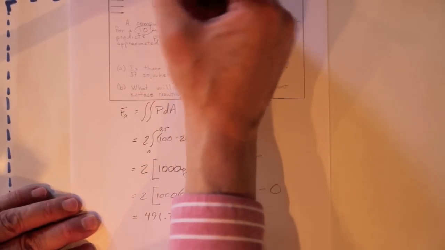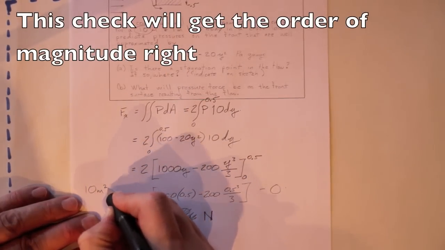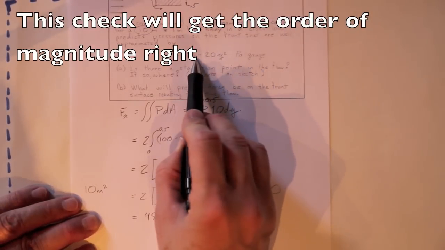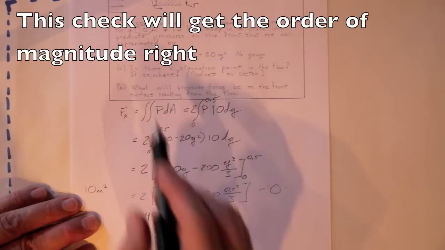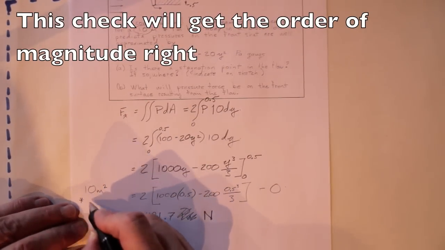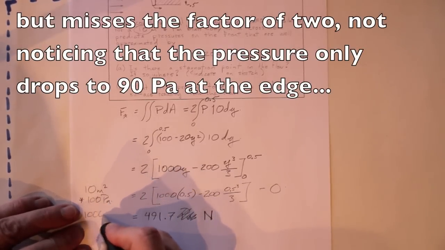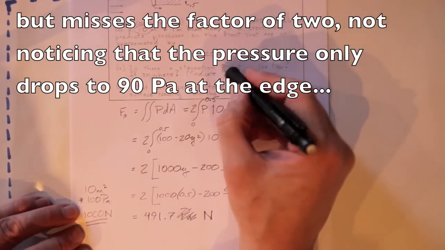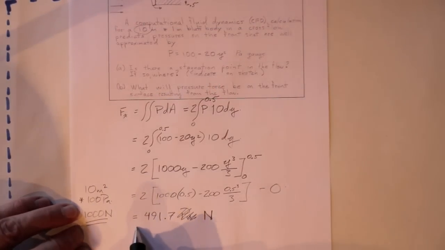The total area is 10 by 1 meter. So that would be a total of 10 square meters. The peak pressure in the middle is 100 newtons per square meter, 100 pascals, and it's lower off to the sides. If it was 100 all the way through, then that would give me 1,000 newtons. But the fact that it's falling off to the edges as y increases, either in the positive or negative direction, means I'll get less than that, and it turns out I get about half as much. So that answer checks out.